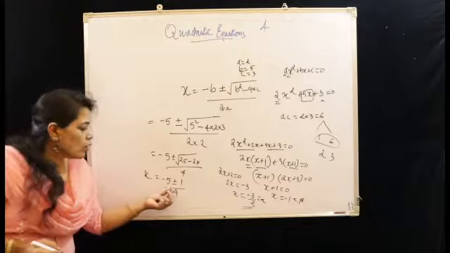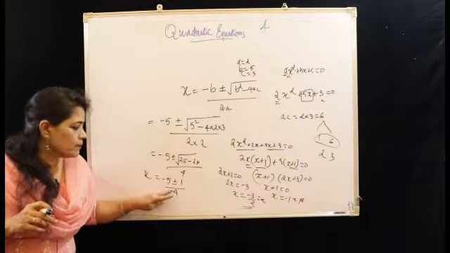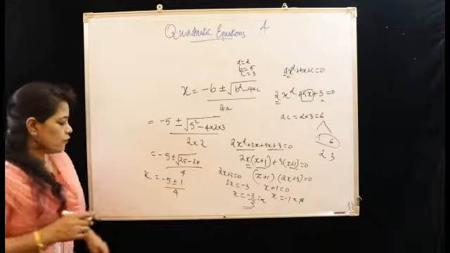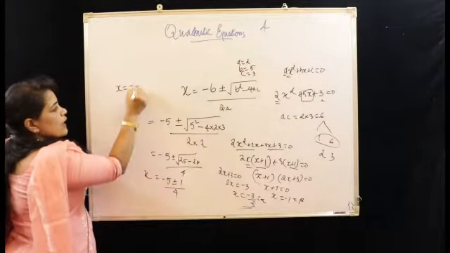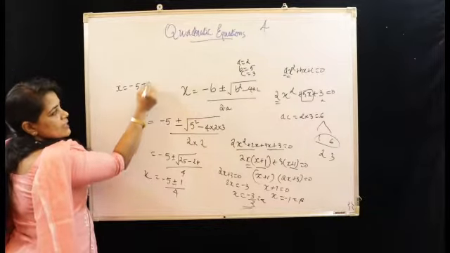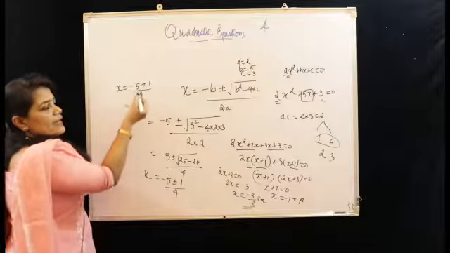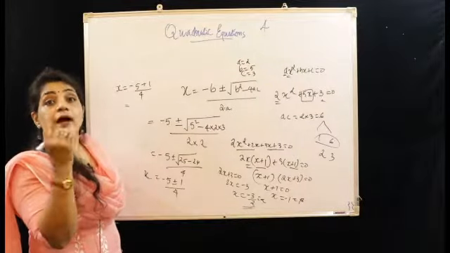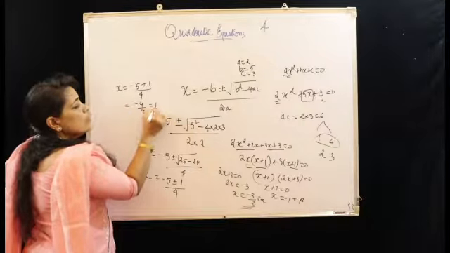And how can we solve this plus or minus situation? For that, children, you take first the plus value. For that, x is equal to minus 5, I am considering the first sign, that is plus 1, divided by 4. That means minus 5 plus 1 is minus 4. Minus 4 by 4 is equal to minus 1.